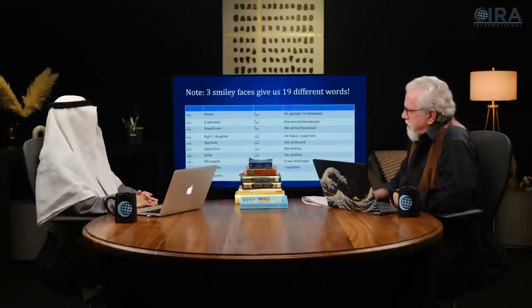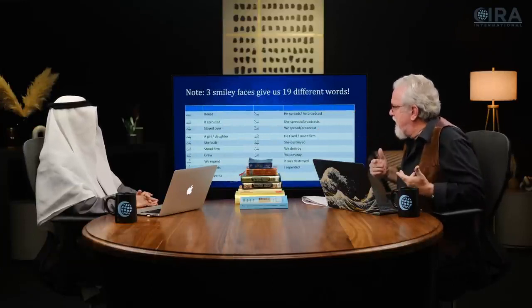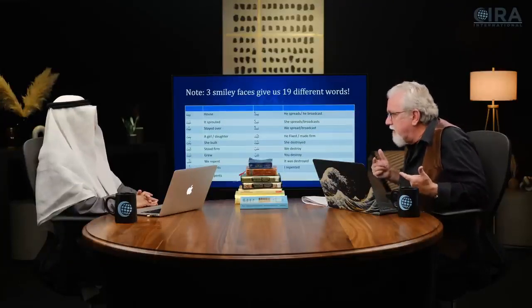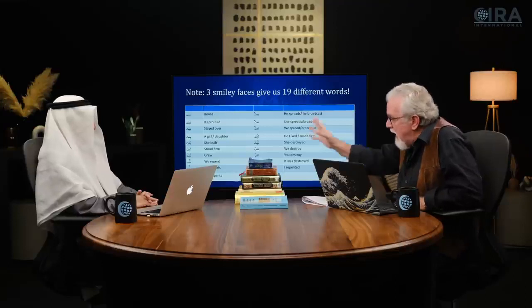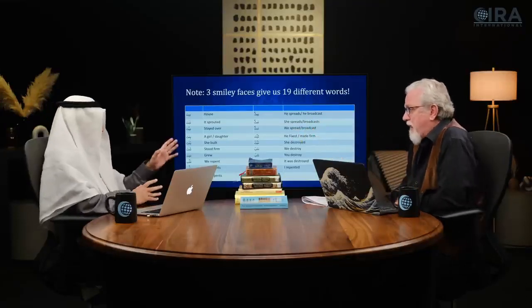Let me just show you this next slide. Take a look at this slide here. With just the smiley faces and the vowelization, the damma, kasra, and fatha, my friend came up with 19. You say that you can come up with 33 different. Yeah, I was involved in an amazing book project called The Quran Dilemma.